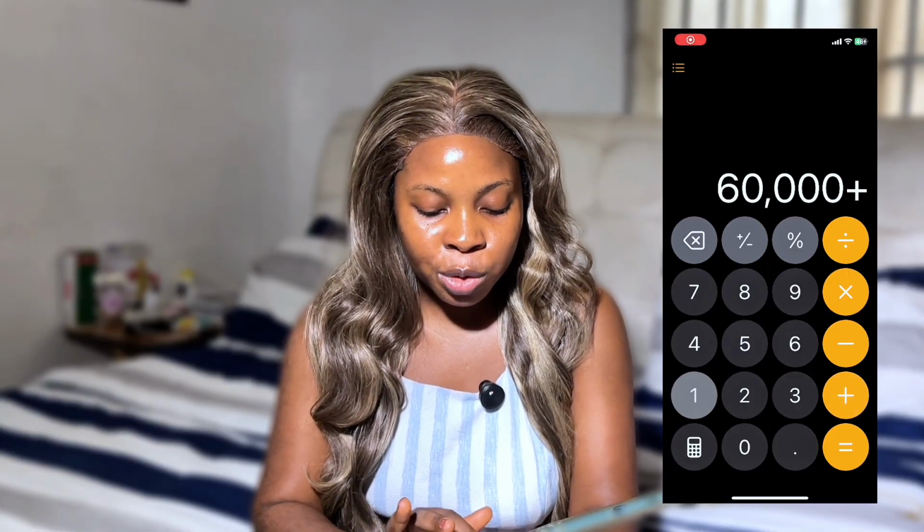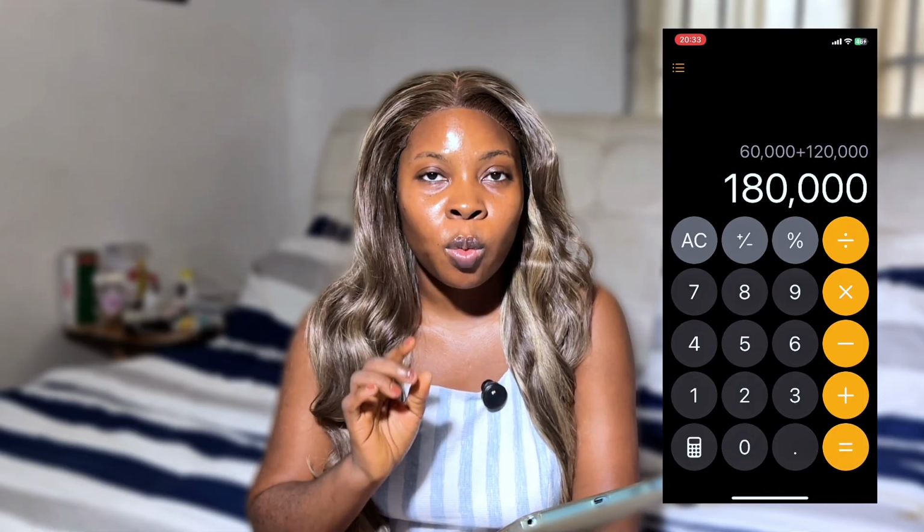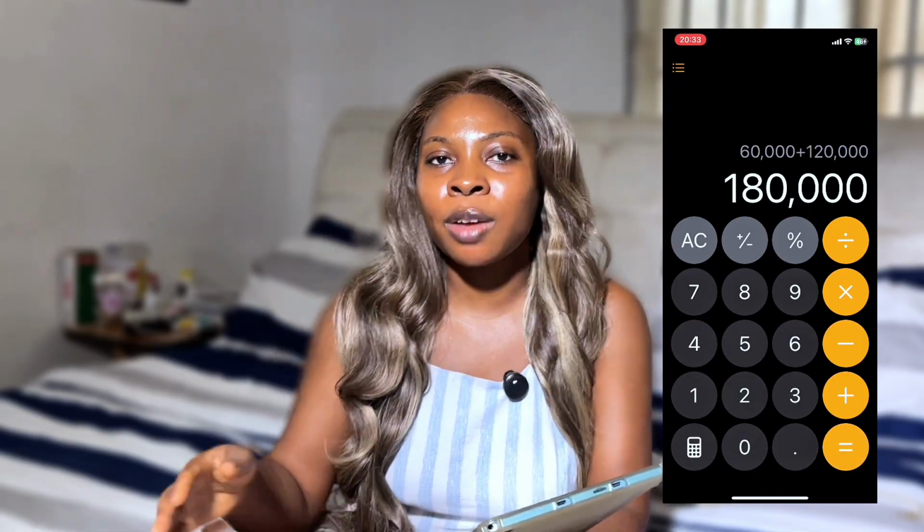Now that 60,000 naira is what you add to your 120,000 if they are running ads on your content in a month. So when you add that up, you'll be getting 180,000 naira. So instead of a brand paying you 120k and then going ahead to run ads on your content for free, you are earning an extra 60,000 naira. In total, your money is 180,000 naira for a month that they run ads.